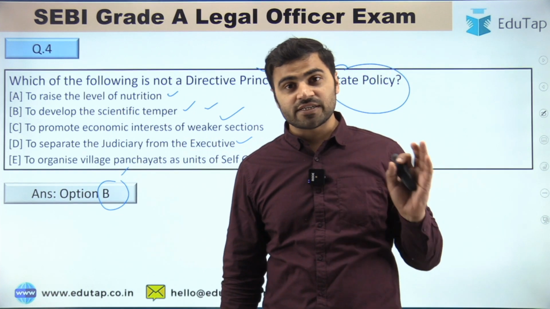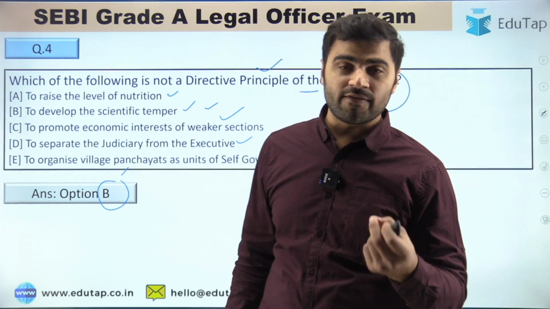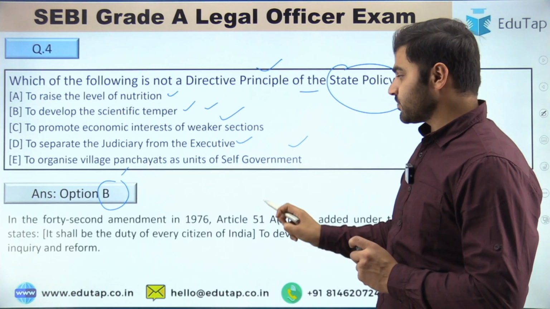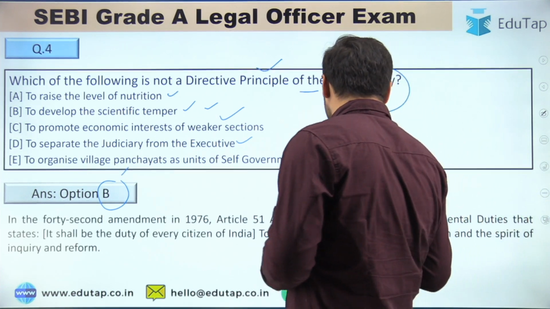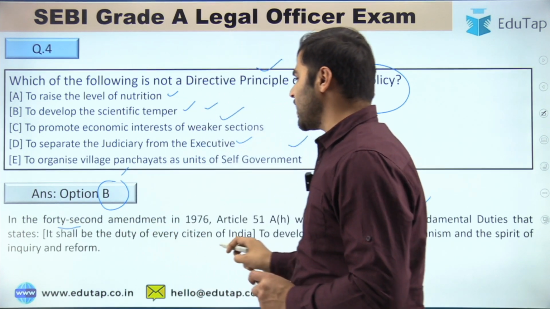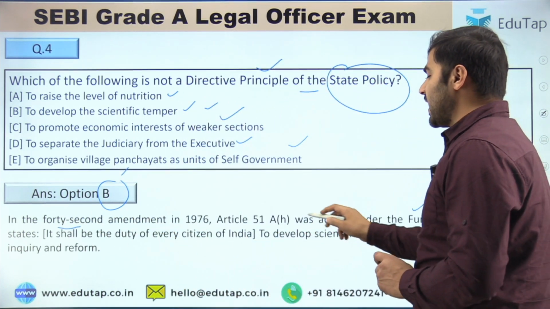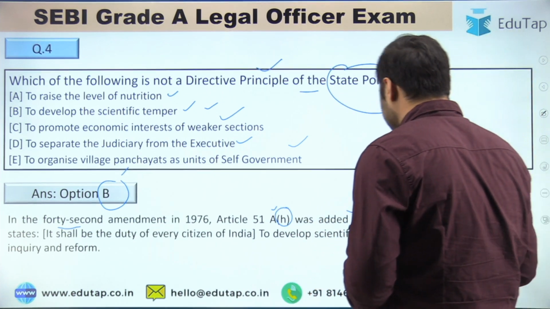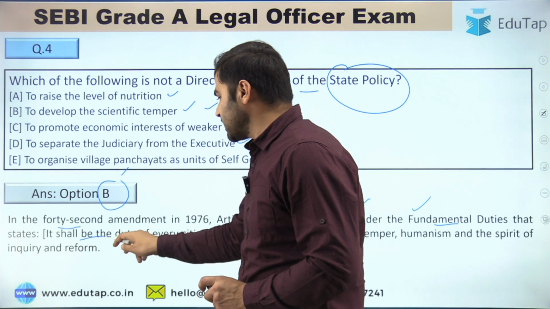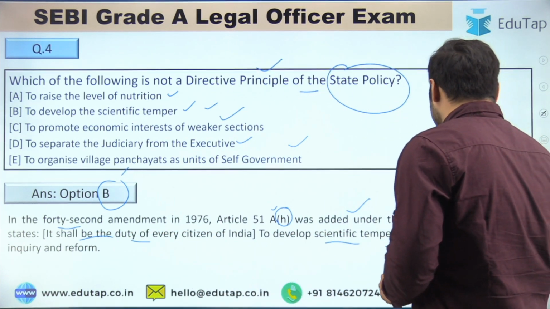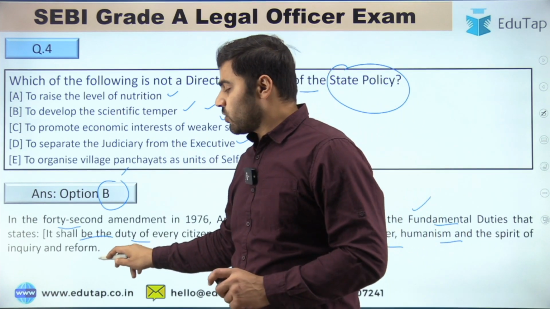Then we have read this concept somewhere, to develop the scientific temper. Where is it mentioned? It is mentioned under our fundamental duties, right? So here you can read the explanation. In the 42nd Amendment in 1976, Article 51A clause H was added under the fundamental duties, which states it shall be the duty of every citizen of India to develop scientific temper, humanism and the spirit of inquiry and reform.